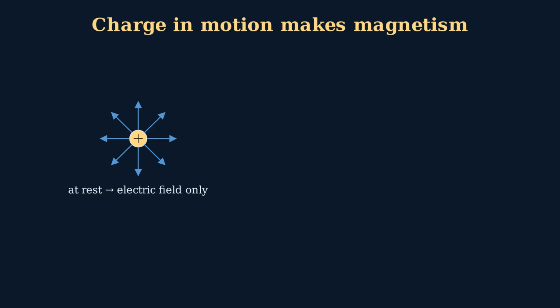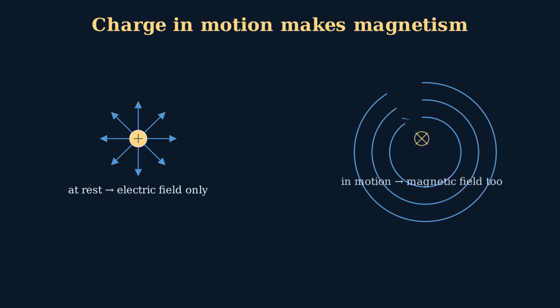Here's the whole idea in one line. A charge sitting still makes only an electric field, spraying straight outward. But set that charge moving, a current, and a magnetic field appears as well, wrapping around the motion in circles. That's the source of all magnetism.